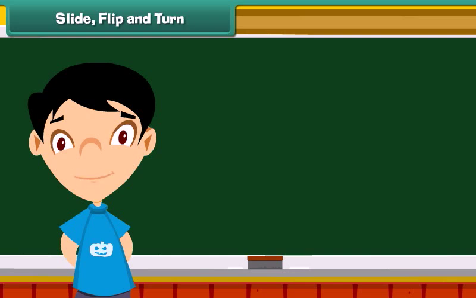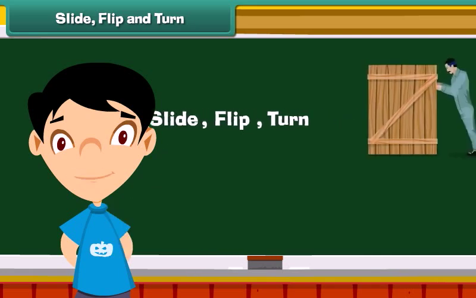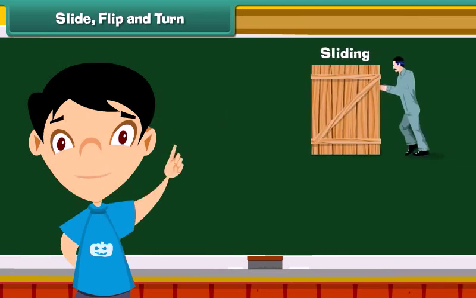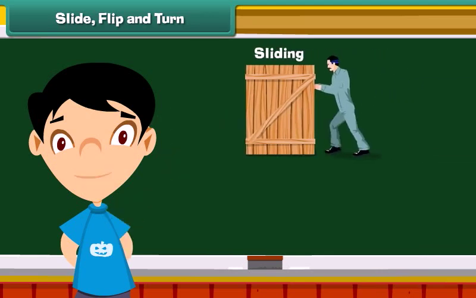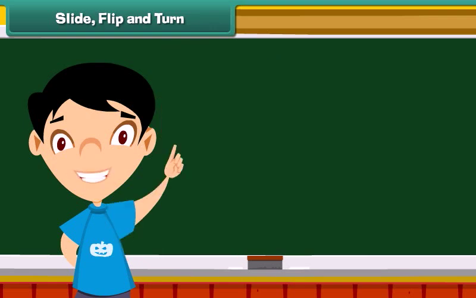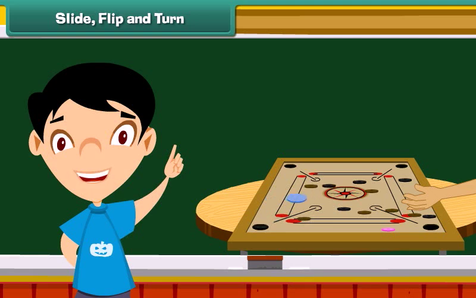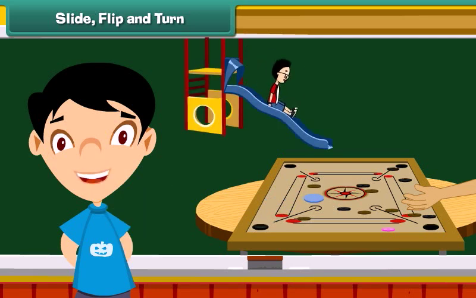Slide, flip, and turn. You must have come across the words slide, flip, and turn many a time in your life. Let us see what they mean in mathematics. Moving an object smoothly along a surface without disturbing its shape and size is sliding. We observe sliding in real life. While playing the carom, we move the carom coins by hitting them by a striker. Children enjoy themselves at the slides.